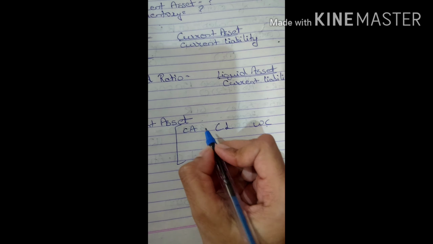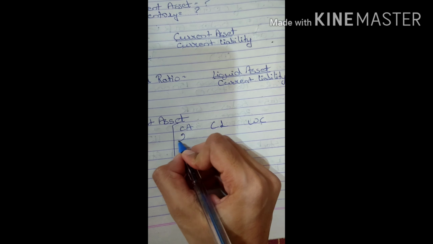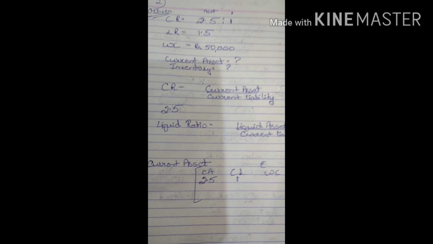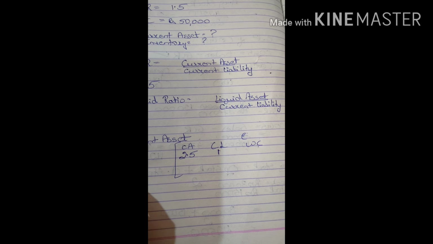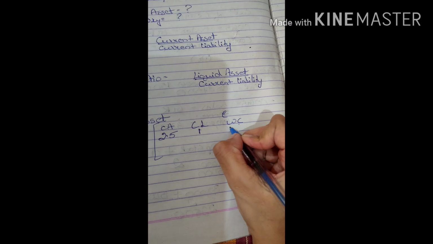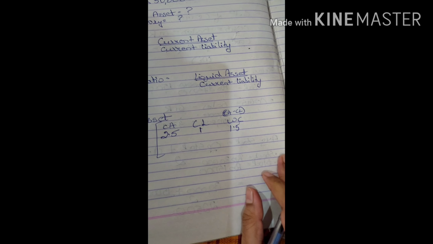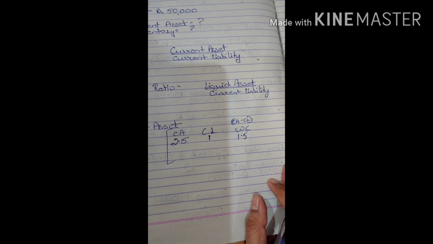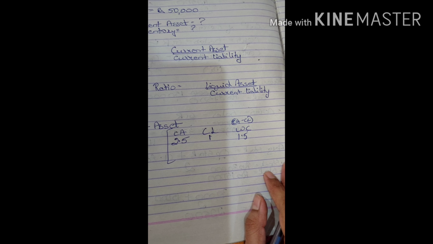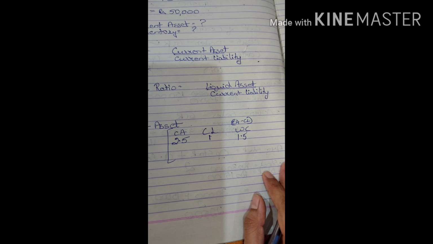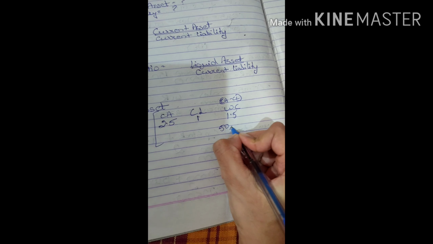Given in the question, if current asset is 2.5 and current liability is 1, then working capital will be 1.5, that is current asset minus current liability, 2.5 minus 1. So working capital will stand at 1.5. But as given in the question, they have said our working capital is 50,000.